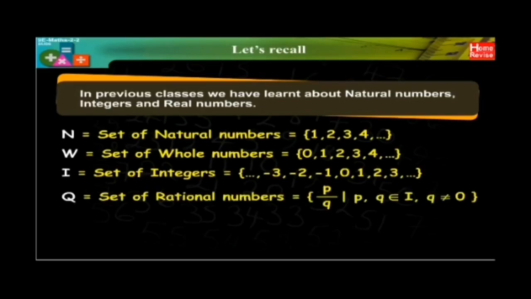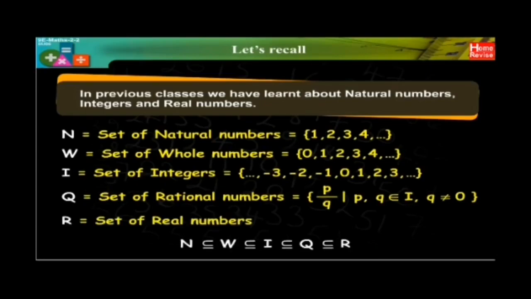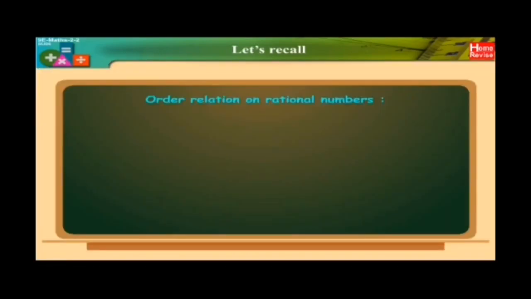Q is the set of rational numbers, which are in the form of p upon q, such that p and q belong to the integer set and q is a non-zero number. Set R is the set of real numbers. Also, N is a subset of W, W is a subset of I, I is a subset of Q, and Q is a subset of R.